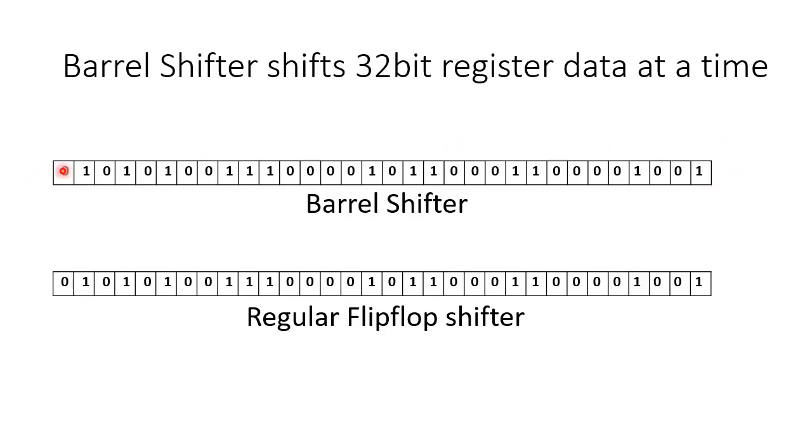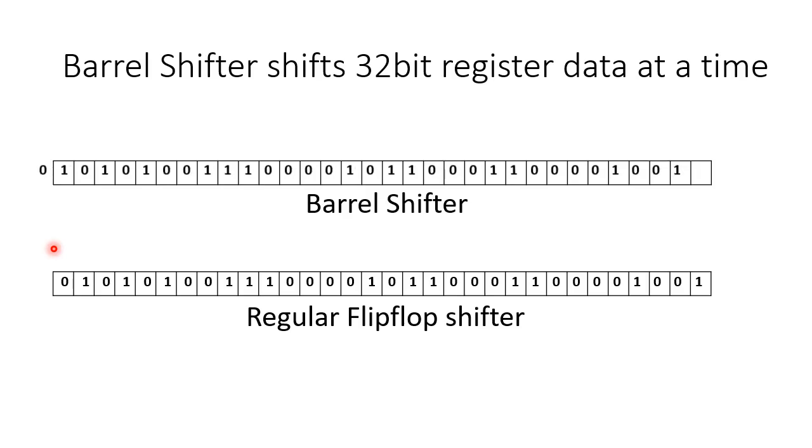Here you can see I have shown a 32-bit register. Two registers are there, one to give an example of how a barrel shifter works and one to show how a regular flip-flop shifter works, which is there in most processors other than ARM. Now in the barrel shifter I'll make a left shift operation where this 0 will get transferred out of the register and there is a vacant place here, so all remaining bits must be shifted towards left. This is exactly how it works.